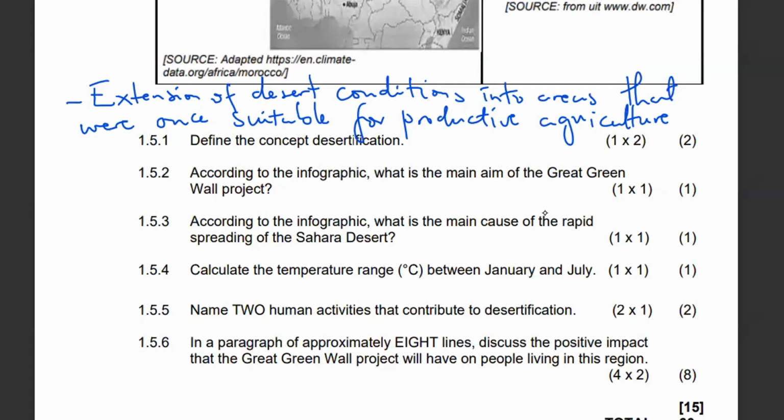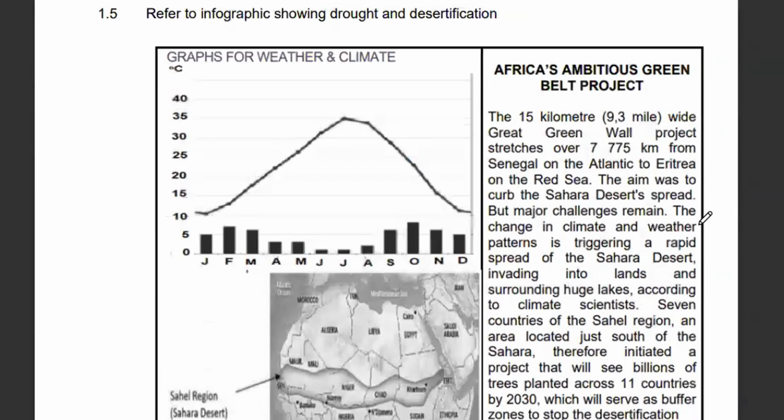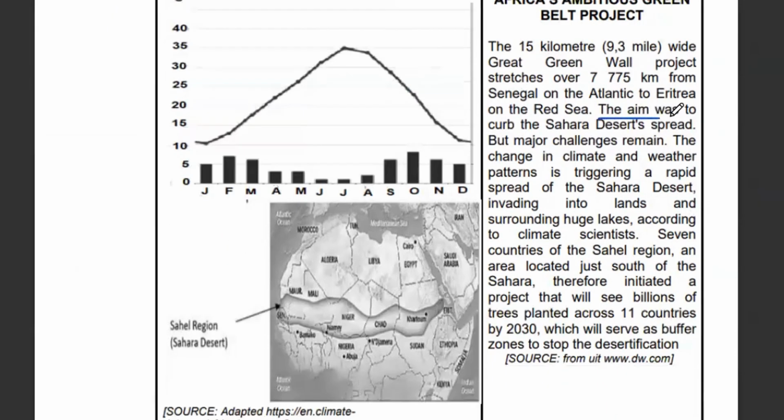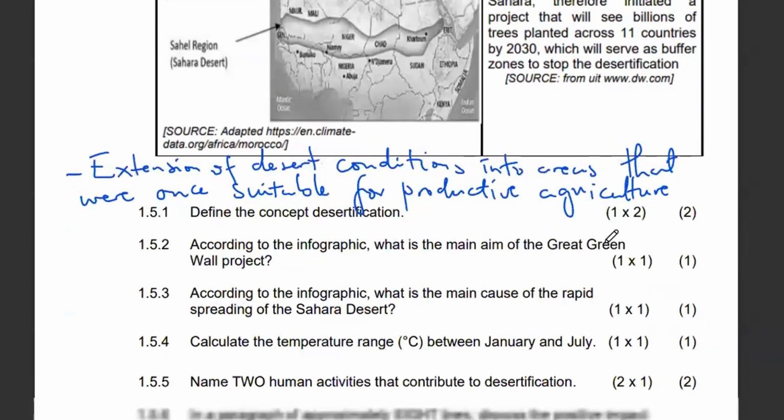According to the infographic, what is the main aim of the Great Green Wall project? Right, when we are using this, it's an extraction question. We just go to the extract and find the aim. The aim was to curb the Sahara Desert spread. Otherwise, we are saying the aim was to try to control the extension of the Sahara Desert into neighboring areas. That's the aim, according to the extract. Right, moving on to the next question.